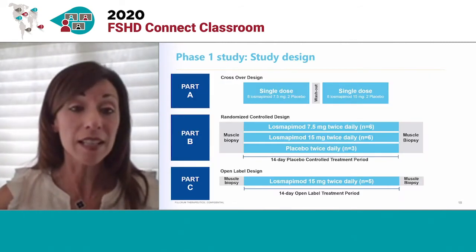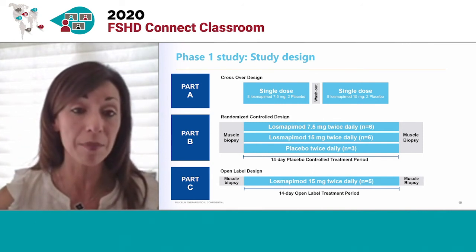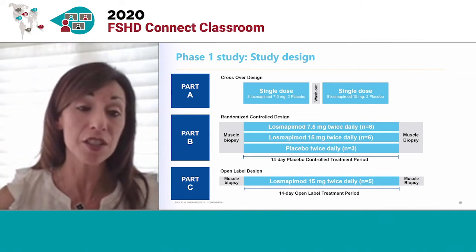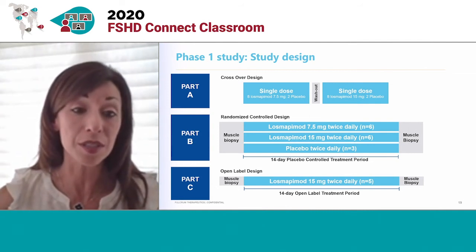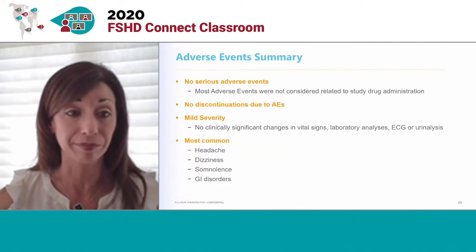In this study, in part A, we dosed healthy volunteers with a single dose of losmapimod at 2 different doses, followed by parts B and C in FSHD patients at different doses, and they took losmapimod for 14 days and had muscle biopsies that were done before dosing and after dosing was completed.